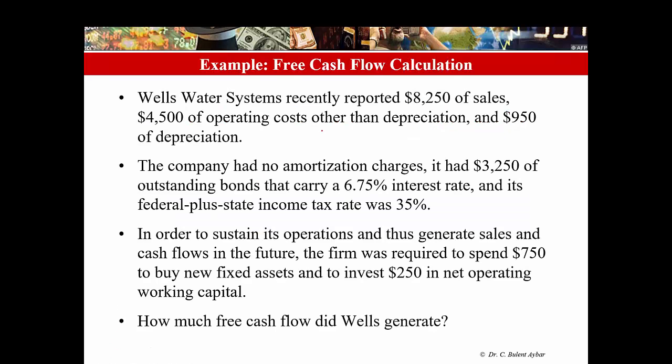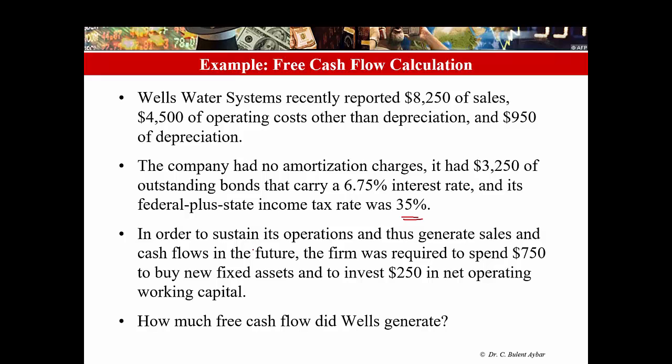Let's look at this example to calculate free cash flows for this firm. Wells Water Systems recently reported $8,250 of sales, $4,500 of operating costs other than depreciation, and $950 of depreciation. The company had no amortization charges. It had $3,250 of outstanding bonds that carry a 6.75% interest rate, and its federal plus state income tax is 35%.